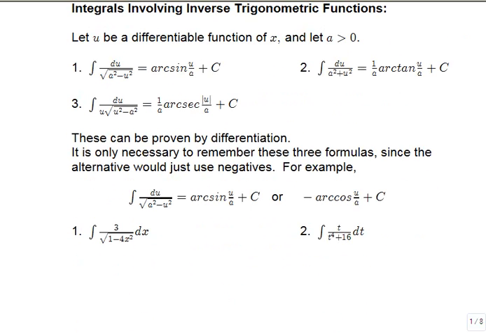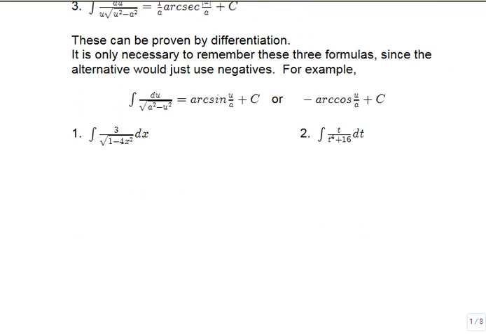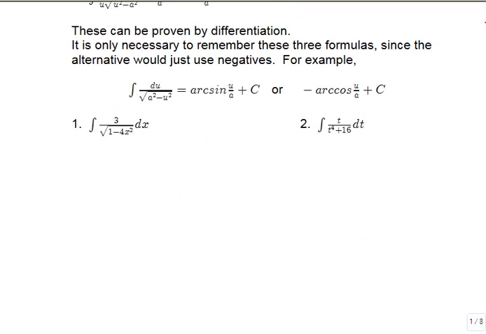And again, one of the key things to remember is that when you use these formulas, whatever you let your u be, the derivative of that, du, needs to be present on the top inside of that integral as well. So for a lot of these problems, we're going to be doing u substitutions to make sure that we're fitting the pattern the way we're supposed to. So if we take a look at this first example, we have the integral of 3 over the square root of 1 minus 4x squared dx.